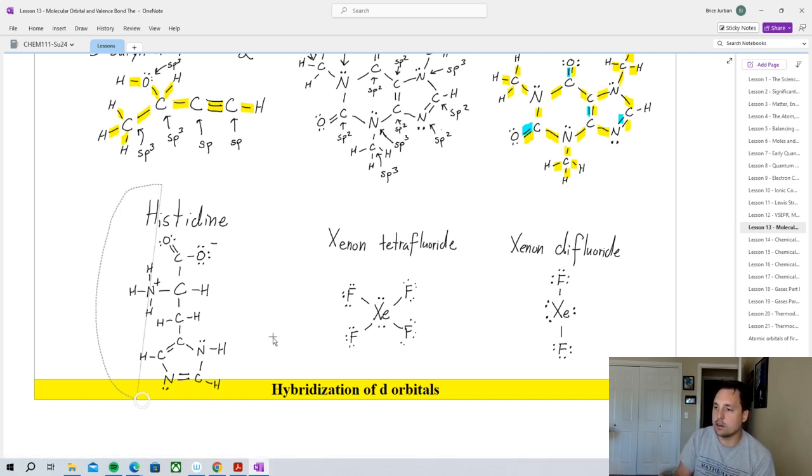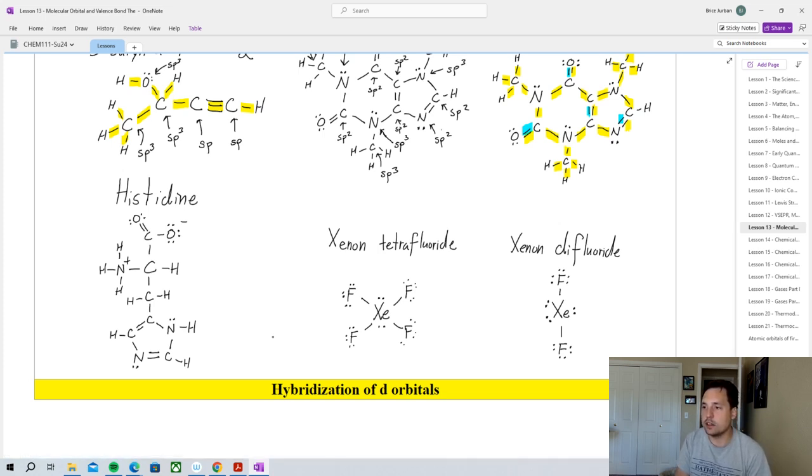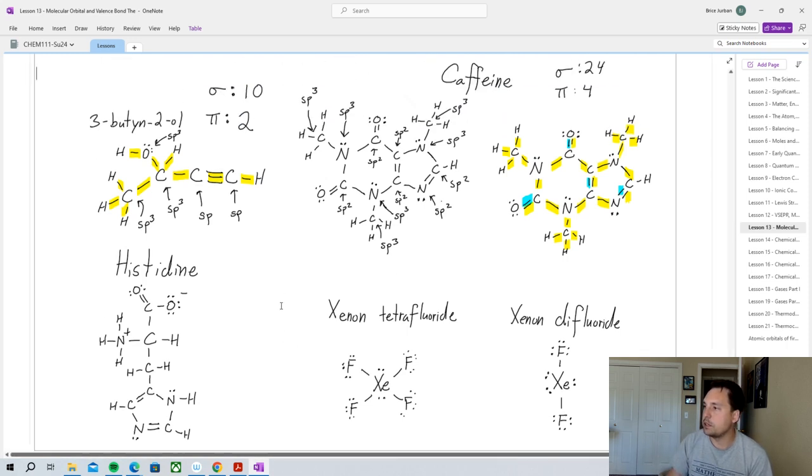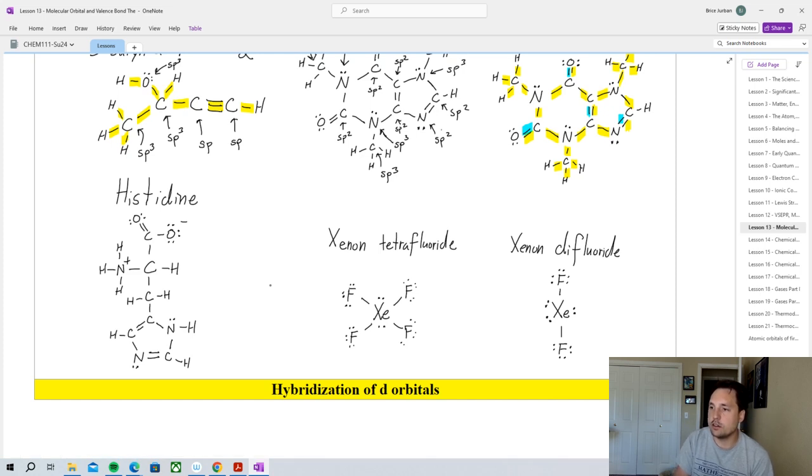Then I got one other complex molecule. This is histidine, which is one of the amino acids that's essential for life. Histidine has this nitrogen-based ring system here. That's a side chain. It's got an ammonium and a carboxylate functional group on it. And it also has a variety of sp3 and sp2 hybridization that's needed. So we can start by doing the hybridization.